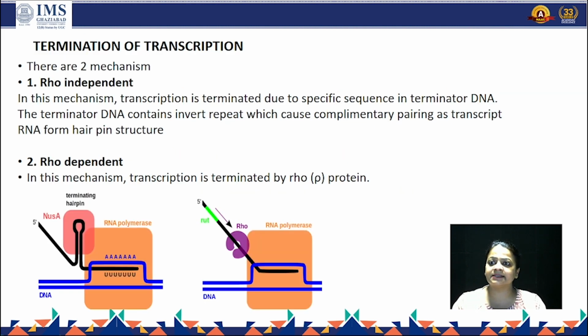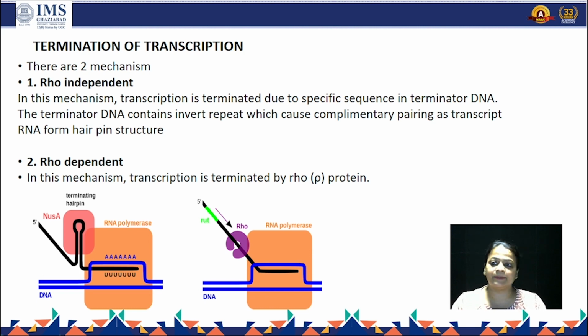And the last stage is the termination of transcription. There are two mechanisms, rho-independent and rho-dependent. In the rho-independent mechanism, transcription is terminated due to a specific sequence in the terminator DNA. The terminator DNA contains an inverted repeat which causes complementary pairing, as the transcript RNA forms a hairpin structure. It is this hairpin structure which is responsible for the termination of further RNA synthesis.